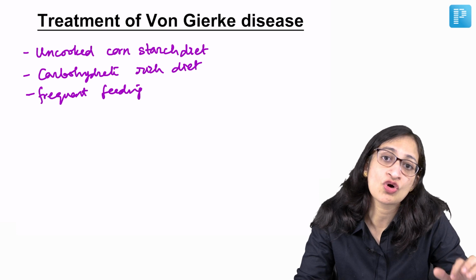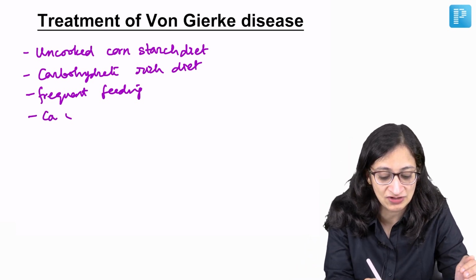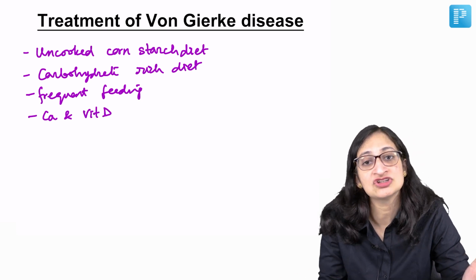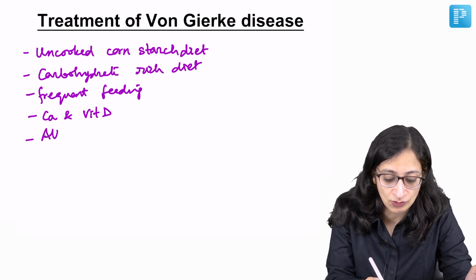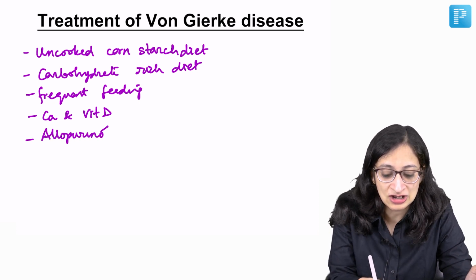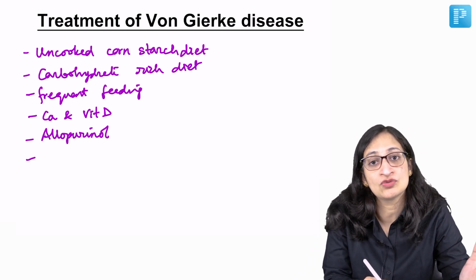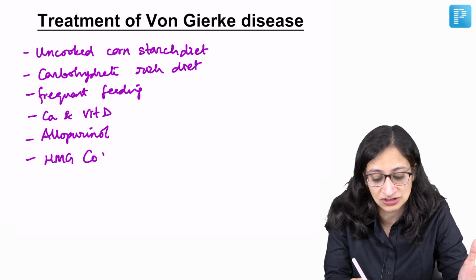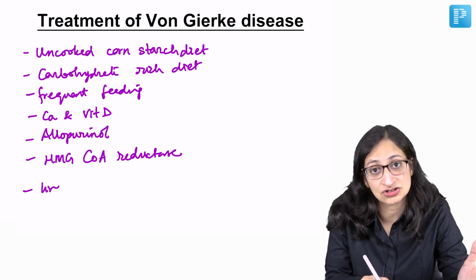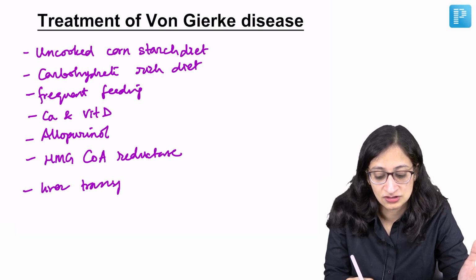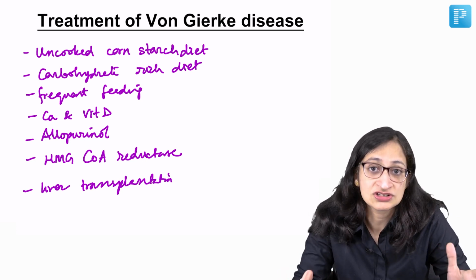Now, apart from that, you will also give management. These children may have osteoporosis and other things, so you have to supplement calcium and vitamin D. As we already mentioned, hyperuricemia can be there, so allopurinol may be required for that, okay? And because of the hyperlipidemia, you may need to give lipid-lowering drugs like HMG-CoA reductase inhibitors. And in severe cases, even liver transplantation is required. So these are so many things that are required in the treatment of von Gierke's disease.